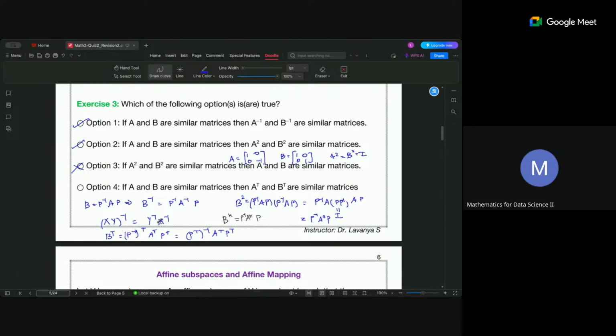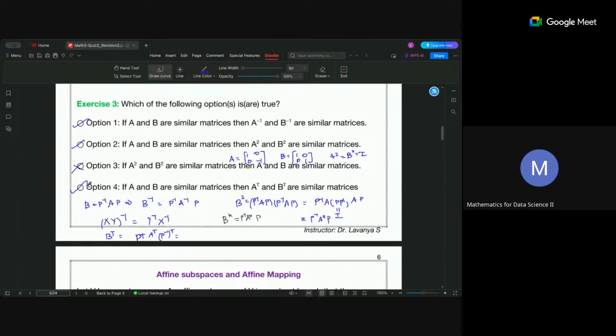Here, I guess it should be P transpose. The order I changed. So here it is P transpose, P inverse transpose. Okay. So option 4 is correct.